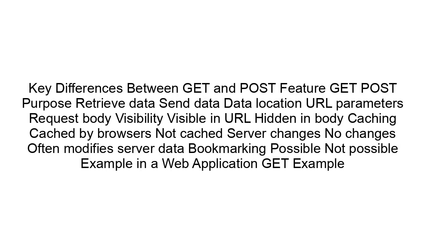Key differences between GET and POST. Feature: GET versus POST. Purpose: retrieve data versus send data. Data location: URL parameters versus request body. Visibility: visible in URL versus hidden in body. Caching: cached by browsers versus not cached. Server changes: no changes versus often modifies server data. Bookmarking: possible versus not possible.